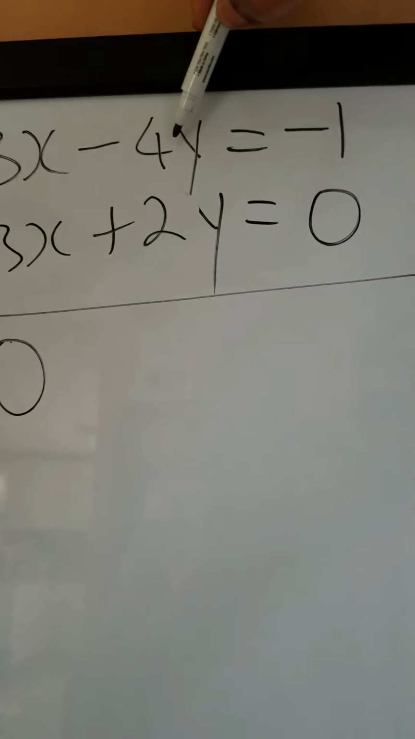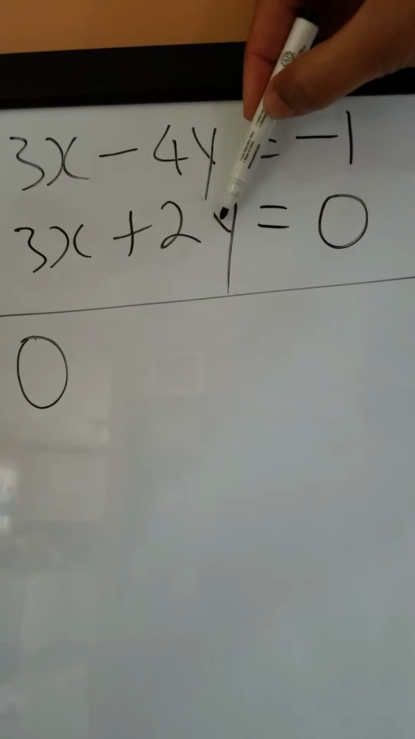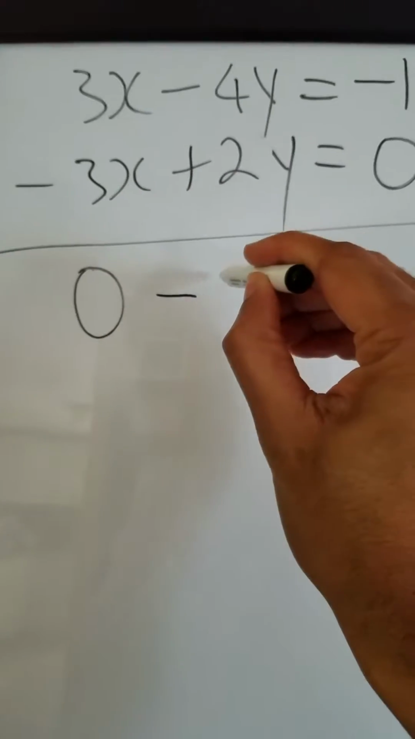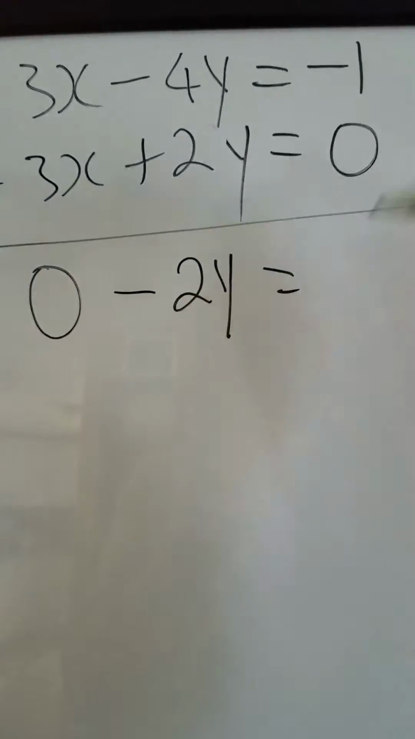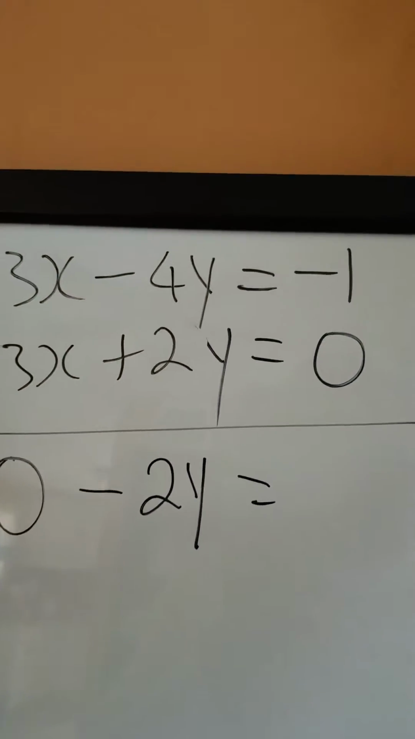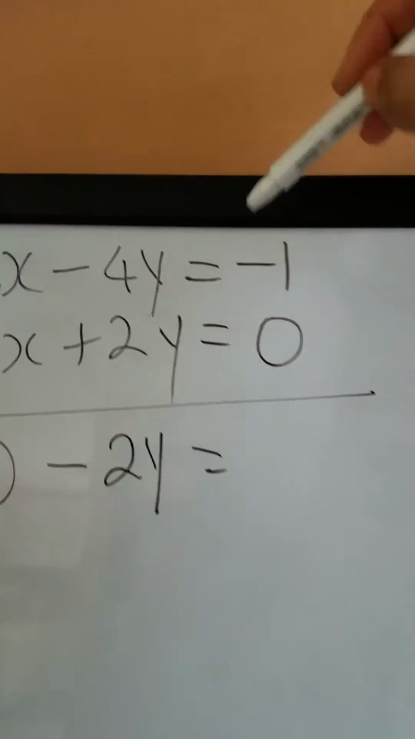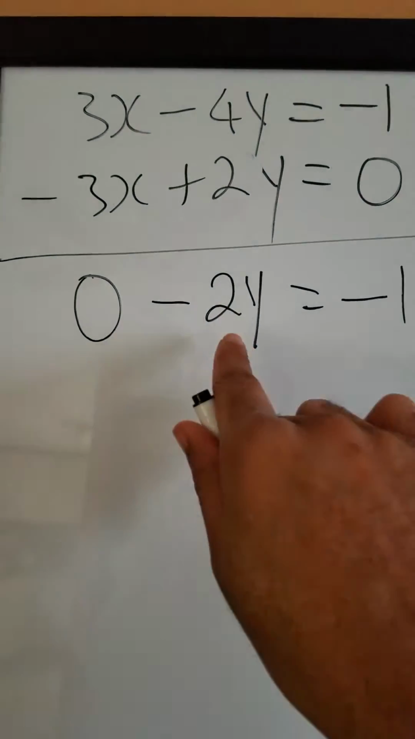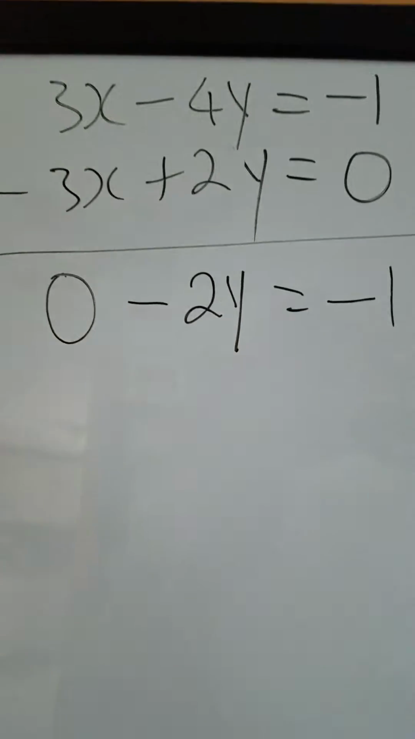Now we have a negative 4y and we're adding a positive 2y to it, and that leaves us with a negative 2y. We also have to add the numbers on the right side of the equal sign. So we have a negative 1, we add a 0 to it, and we have a negative 1. So we know that negative 2y is equal to negative 1.